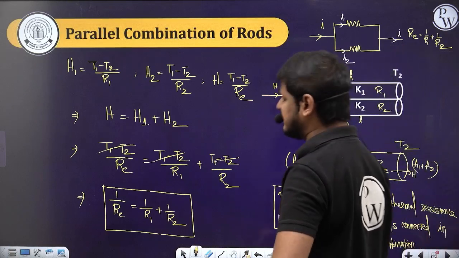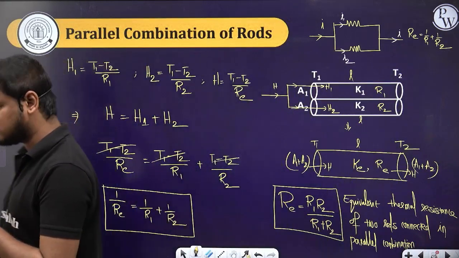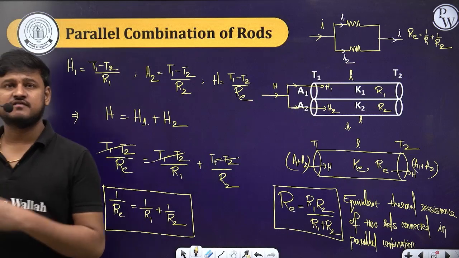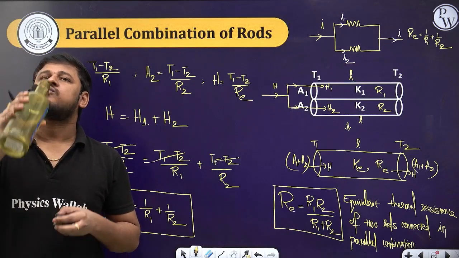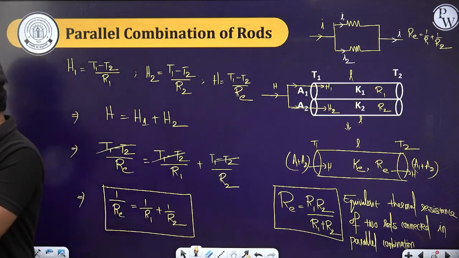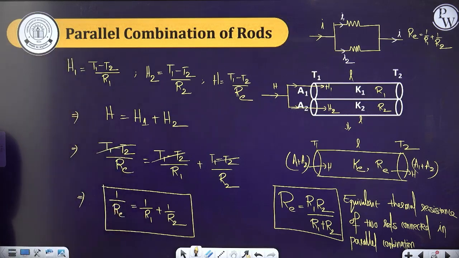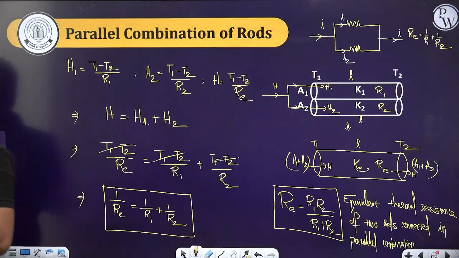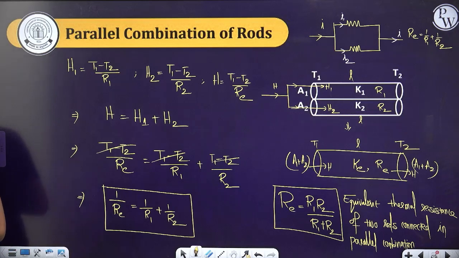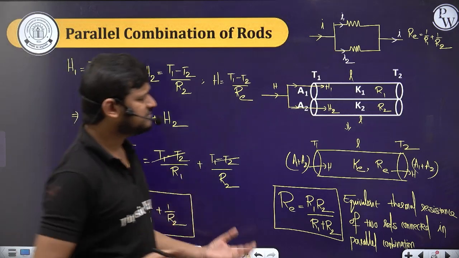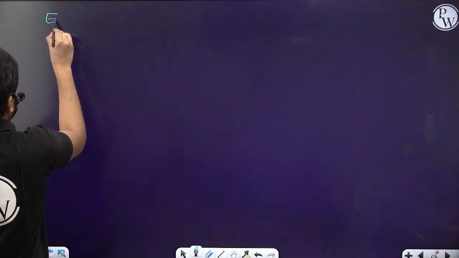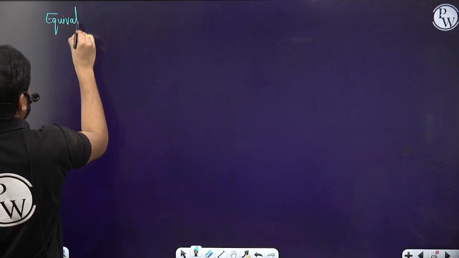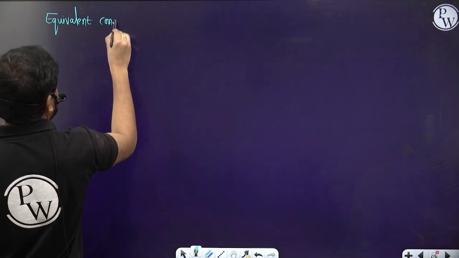So can you find the equivalent conductivity in the parallel combination? Can you find the equivalent conductivity now? Try that. Find the equivalent conductivity. Simple thing, same as the previous one. So the equivalent conductivity in parallel combination.